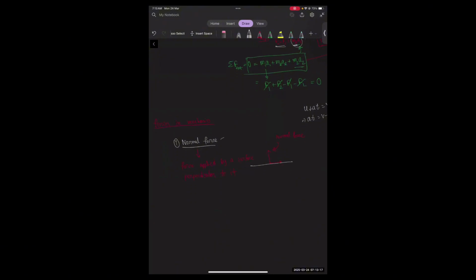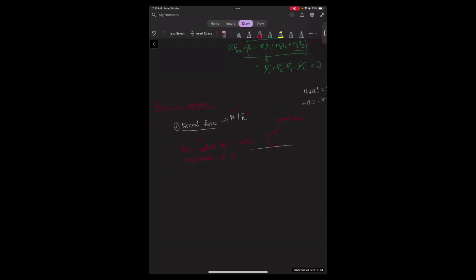This is usually denoted by N. Some books also denote it by R. I prefer N because R is usually also used to denote the resultant force. So you don't want to confuse those two. So N is usually better. Okay, do you have a specific equation to find the value of N? No. So no equations.